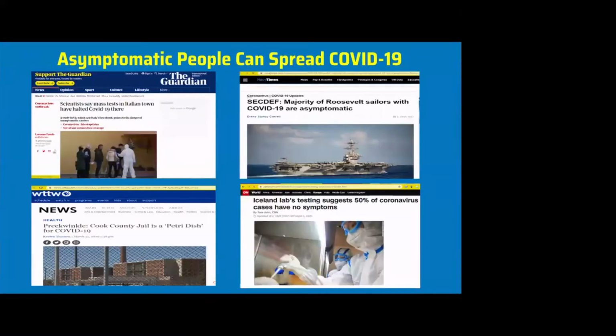I wanted to just go over a little bit about asymptomatic people spreading COVID-19 because I actually get a lot of questions about this. And I brought these 4 articles up here. The first one here to the left is Borne, Italy. It's an Italian town, very small town. They tested everyone in the town. Well, first they just tested the symptomatic people like we're doing, and they could not get rid of COVID-19.